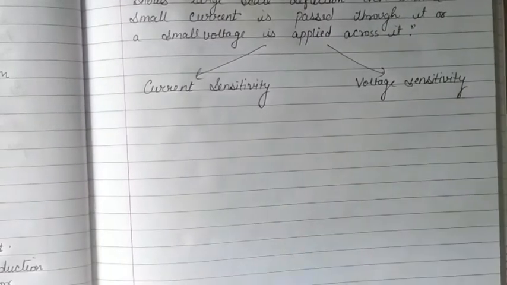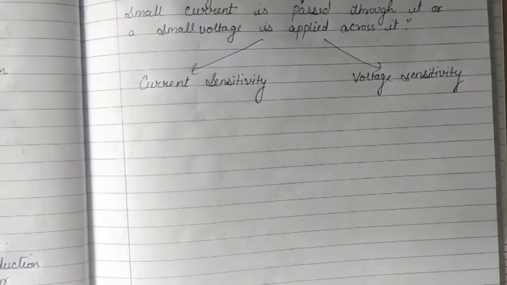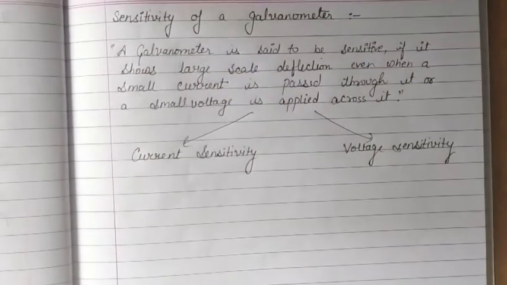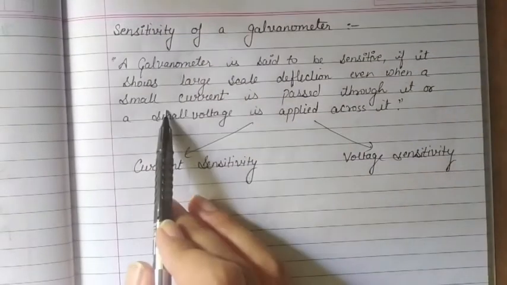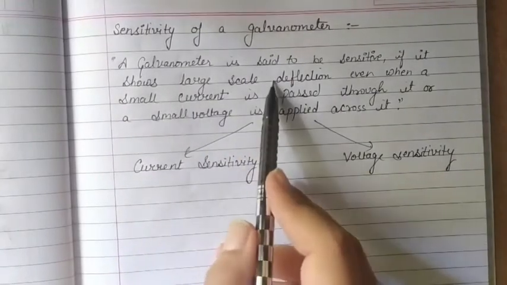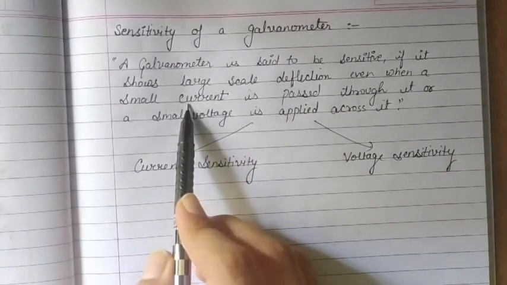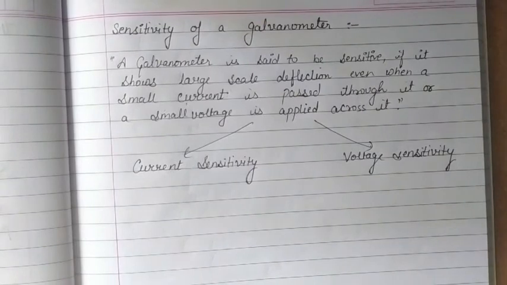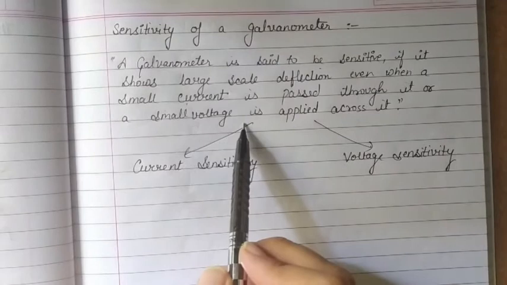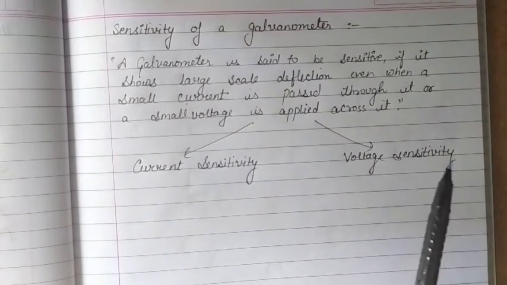First, we will talk about current sensitivity. So current sensitivity can be defined as the deflection produced in the galvanometer when unit current flows through it. What we have said in the definition is large scale deflection for small current and large scale deflection for small voltage. So the deflection for unit current is called current sensitivity, and the deflection for unit voltage or unit potential difference across it is called voltage sensitivity.